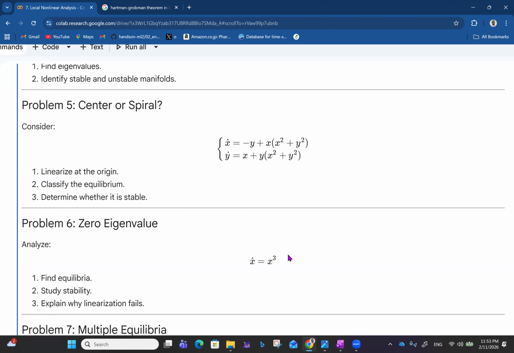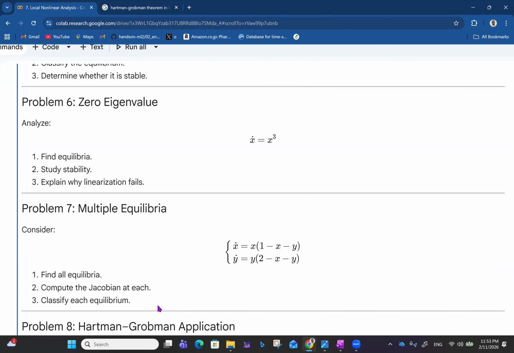Then for the 0 eigenvalue, x cubed is 0, so everything is 0. Find the equilibria. The equilibria is zeros with a multiplicity of 3. Study stability. The stability cannot be concluded because the equilibrium point is non-hyperbolic. Explain why linearization fails. That's the reason I just said.